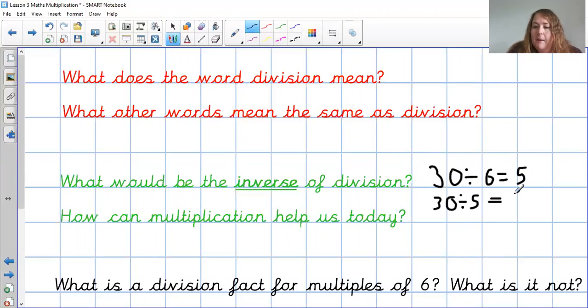But just have a think about why we can't have it written as 6 divided by 5 equals 30. Why does that one not work? Maybe you can have a look at using a bar model to show me in your exercise books, or just have a think about why that doesn't work.